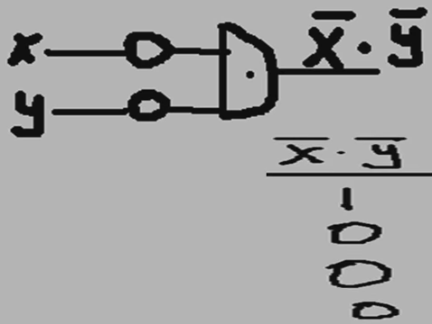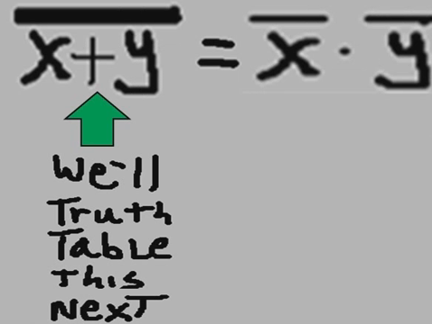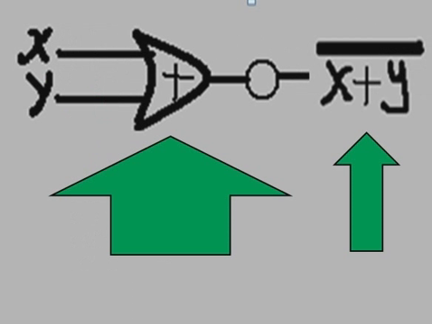So, there we go. Not x ANDed with not y gives us 1, 0, 0, 0. That's our defining output. We'll truth table this next. Here's our NOT gate, and it's inverted here, giving us not x or y. OR gate, not x or y.